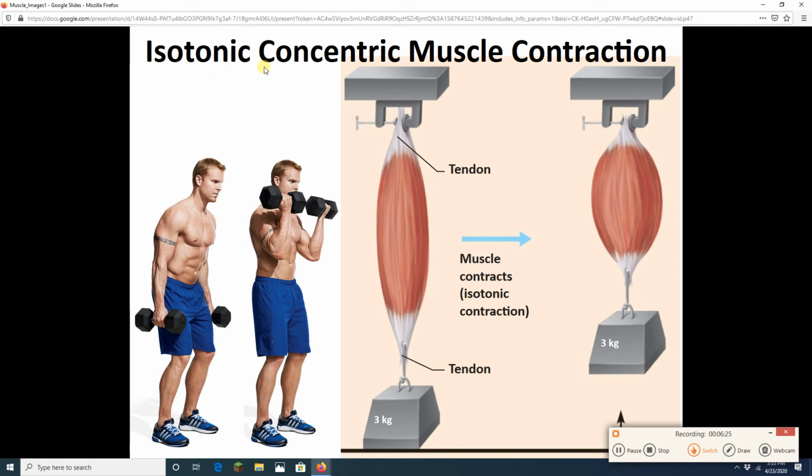It's isotonic. Concentric means towards the center, because the two ends of the muscle are each going towards the center, and that makes the muscle get smaller. So an isotonic concentric muscle contraction is one in which the muscle gets shorter and we move the load, and that load doesn't change as we move it.